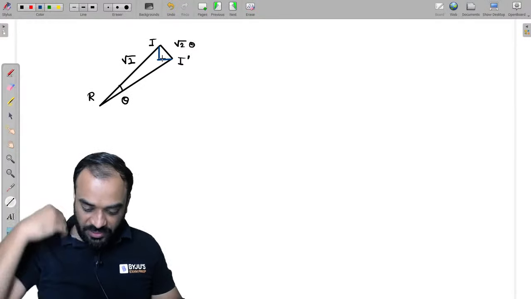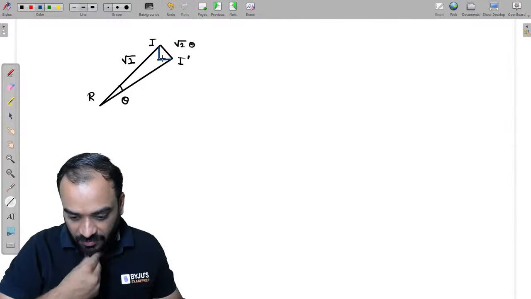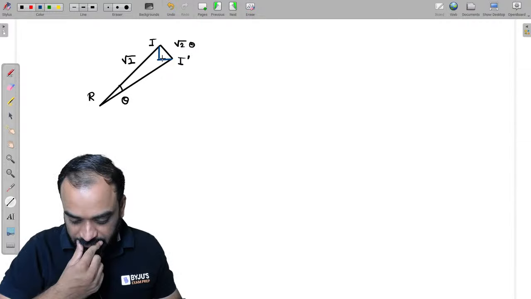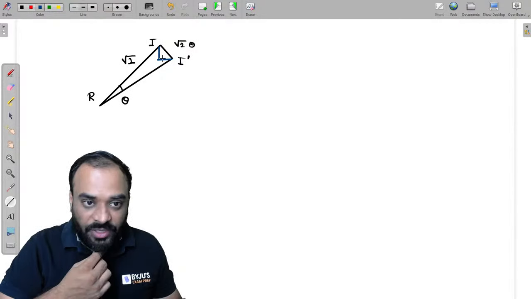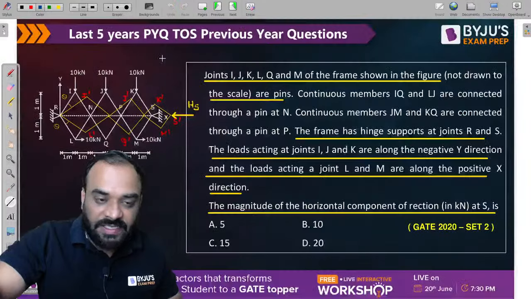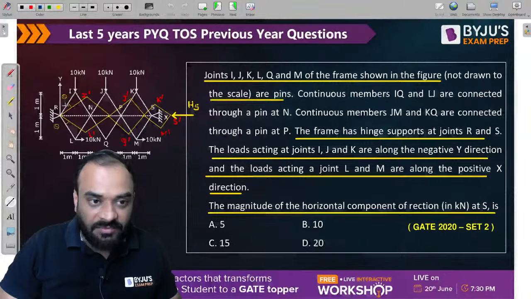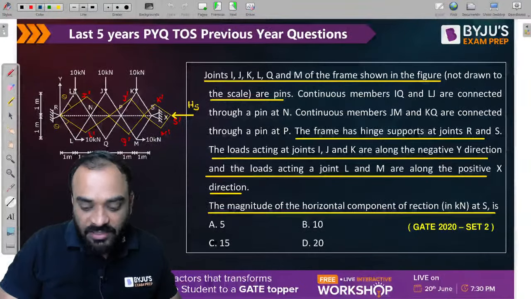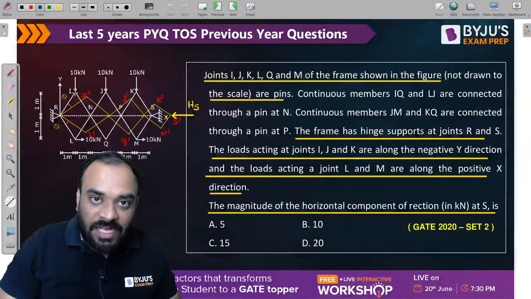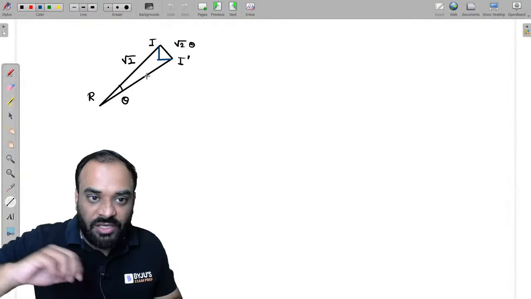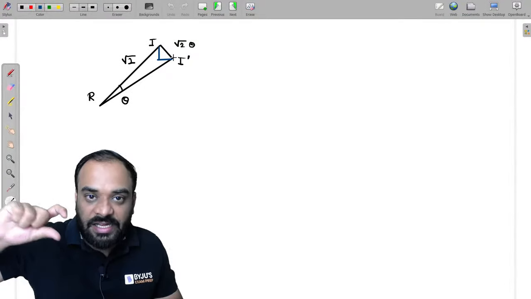Please write down quickly. Are you getting this? Just consider a single member, which is Ri, rotated by some angle theta. So what will happen? This I will shift over here, which will become I dash. So we need to calculate the value of I dash. How much is it?